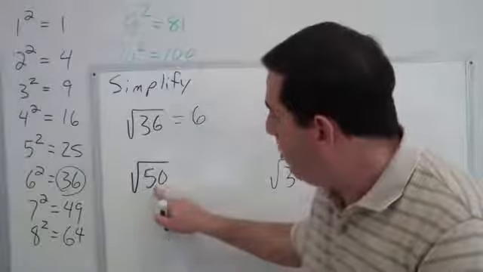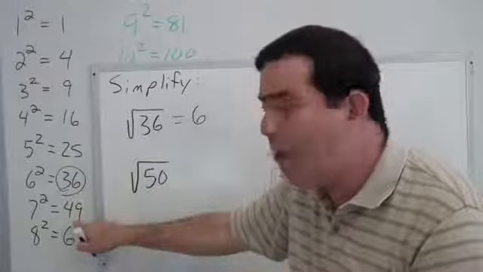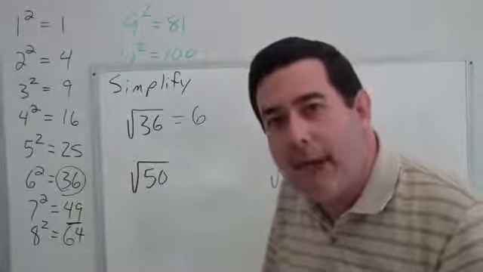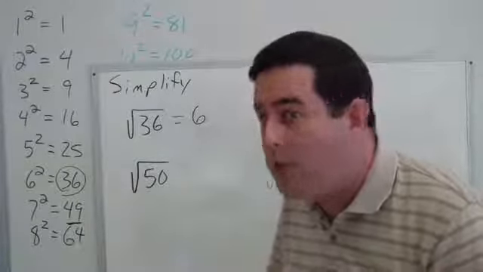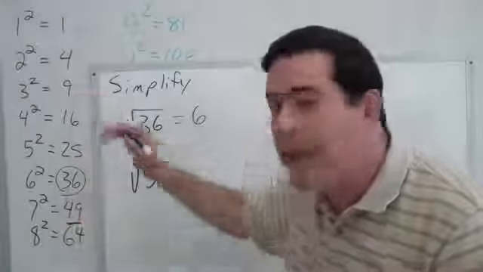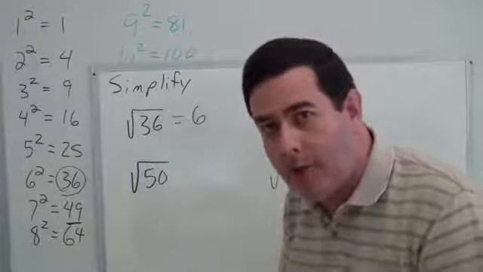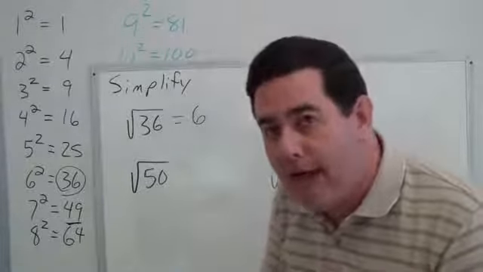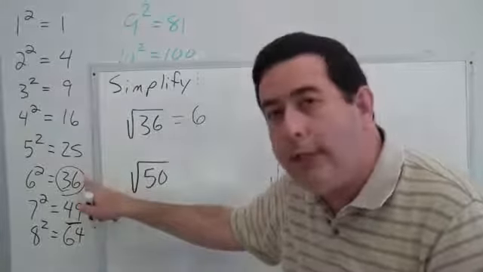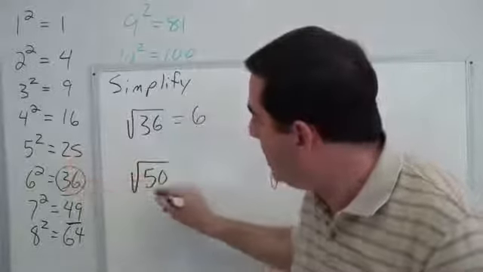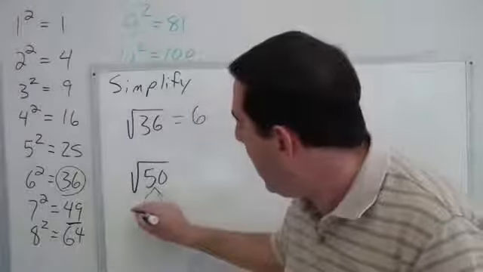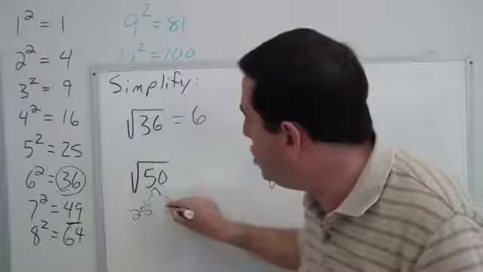For instance, the square root of 50. 50 is not in our list of perfect squares. If it were, it would happen right about here. Now, to simplify that square root of 50, we want to come up our list from where 50 would be until we find the largest perfect square that evenly divides 50. 49 won't go into it, neither will 36, but 25 does. I can break this 50 down into its factors of 25 and 2.